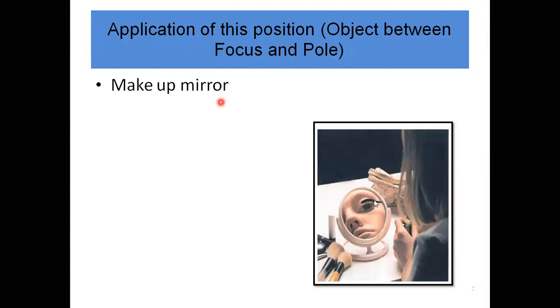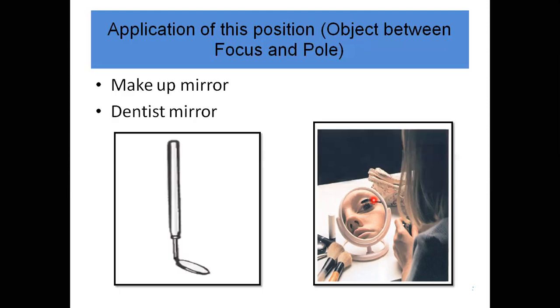Now, what are the applications of this position? Where can you see this kind of examples? First example of this kind of image formation is the makeup mirror. In a makeup mirror, we need to see our image magnified as well as erect. That's why in makeup mirrors, concave mirrors are used, and we are the object. We keep ourselves in front of that concave mirror in such a position that we lie between pole and the focus. And second example is the dentist mirror.